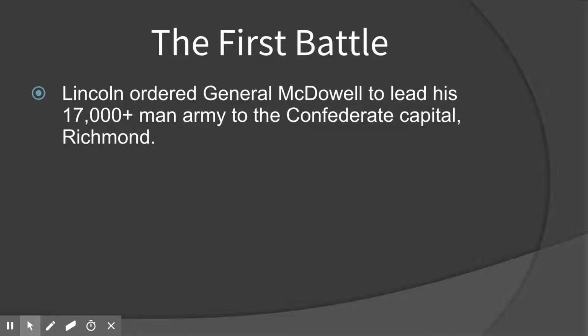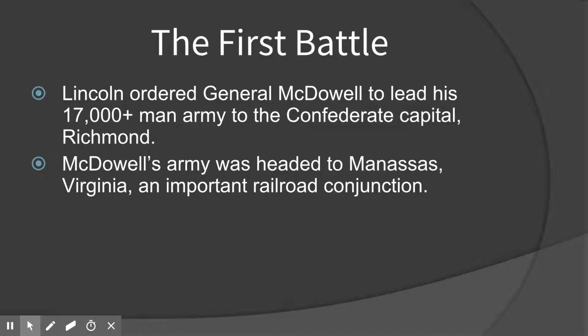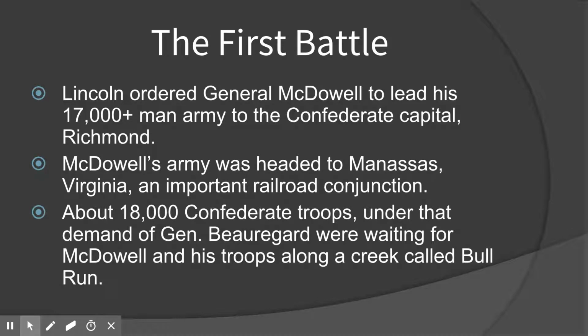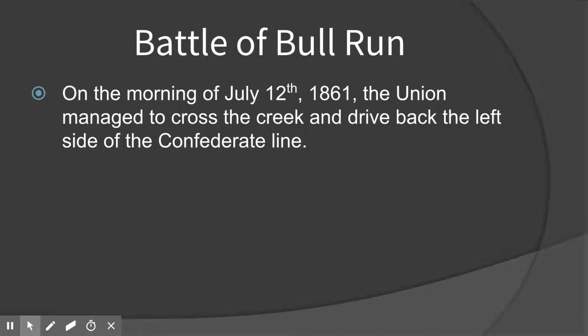We're looking at the First Battle of Bull Run. McDowell's army was headed to Manassas, Virginia, which will be an important railroad junction. We have about 18,000 Confederate troops under the command of General Beauregard, who were waiting for McDowell and his troops along the creek called Bull Run. So again, we have about 17,000 going up against 18,000. On the morning of July 12, 1861, the Union manages to cross the creek, and they will drive back the left side of the Confederate line.